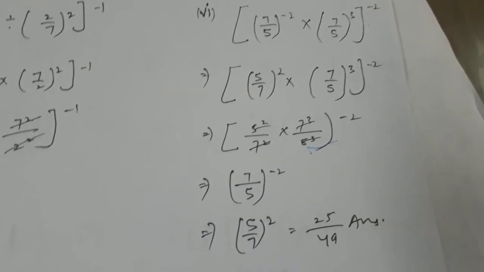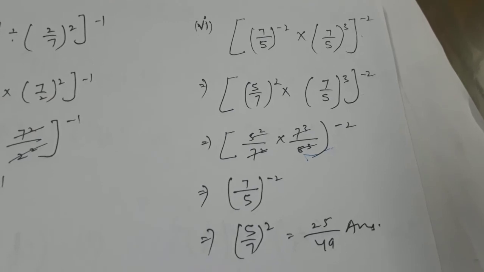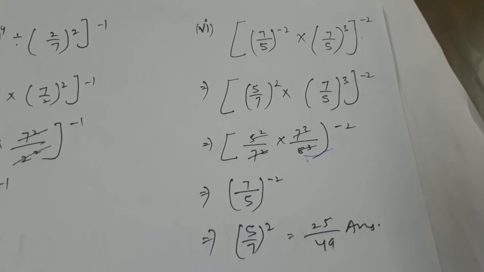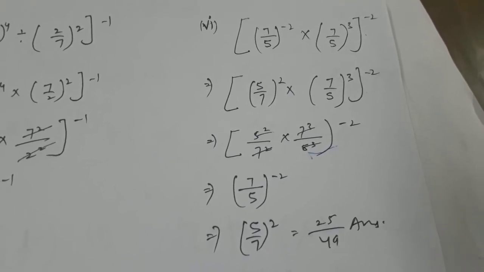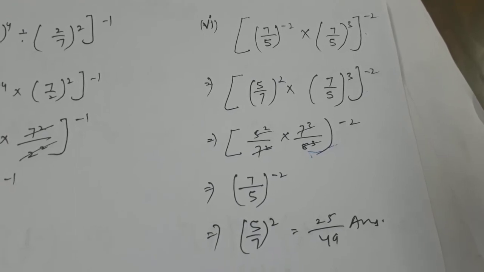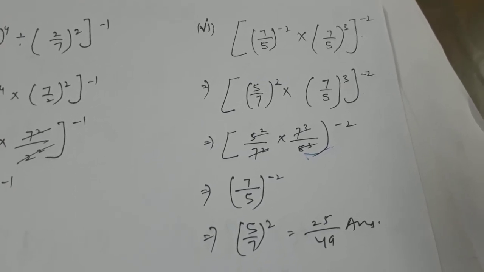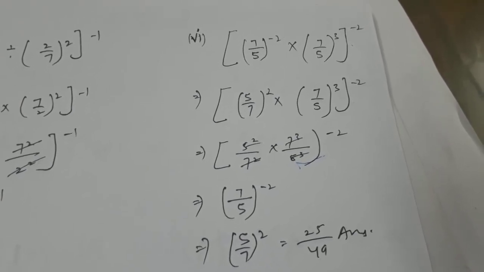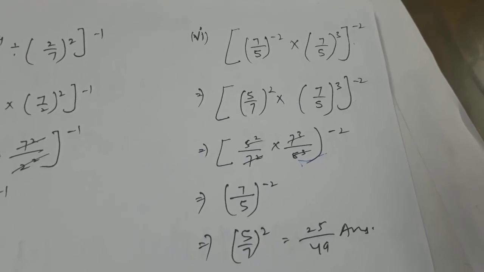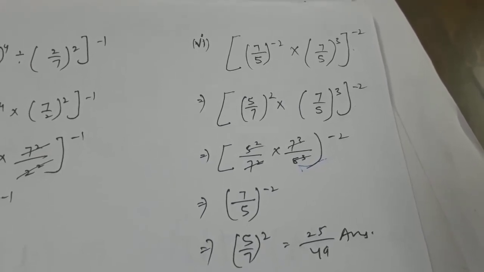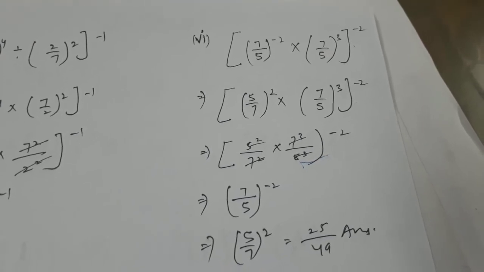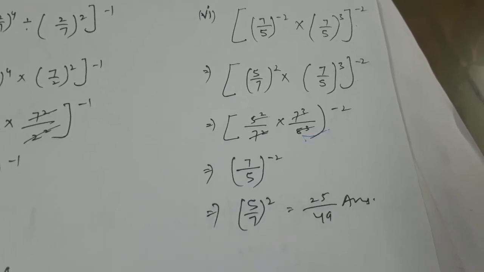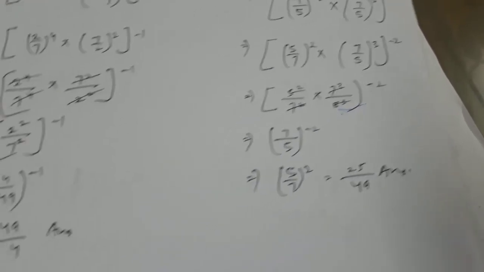In sixth part of question number 2, we have been given 7 by 5 raised to the power minus 2 into 7 by 5 raised to the power 3 whole raised to the power minus 2. So for removal of negative from the power, we will reciprocate 7 by 5 as 5 by 7. So 5 by 7 raised to the power 2 into 7 by 5 raised to the power 3 whole raised to the power minus 2. So 5 raised to the power 2 by 7 raised to the power 2 into 7 raised to the power 3 by 5 raised to the power 3 will get cancelled, whole raised to the power minus 2. So we will come up with 7 by 5 raised to the power minus 2, that is 5 by 7 raised to the power 2, that is 25 by 49.